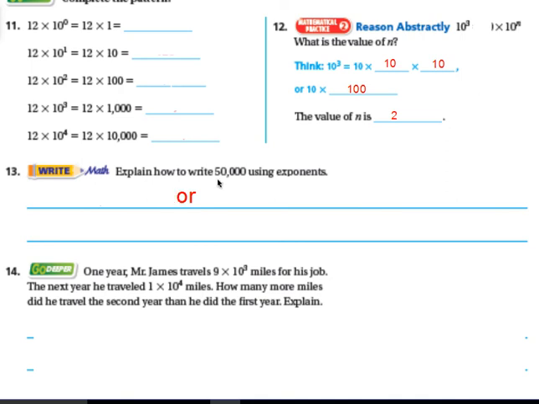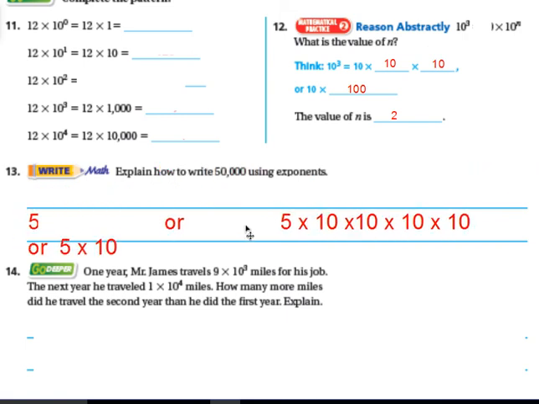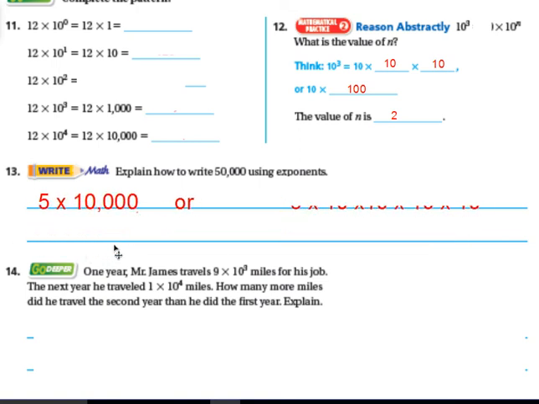Explain how to write 50,000 using an exponent. So talk to your partner about this. Come back. I did 5 times 10,000, or 5 times 10 times 10 times 10 times 10, or 5 times 10 to the 4th power. Because I have how many zeros?